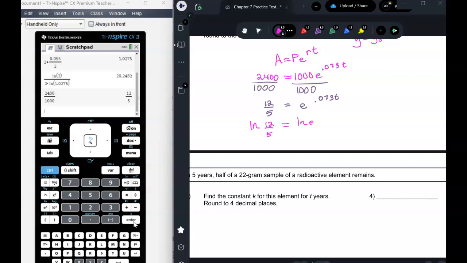Natural log, why isn't it ln? Okay. What happens on the right side? The e goes away. So I have natural log of 12/5.